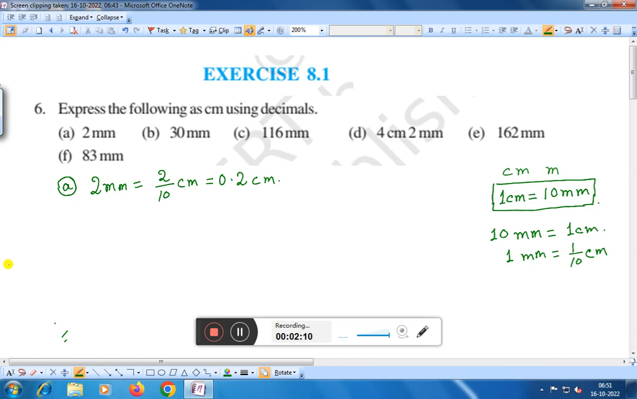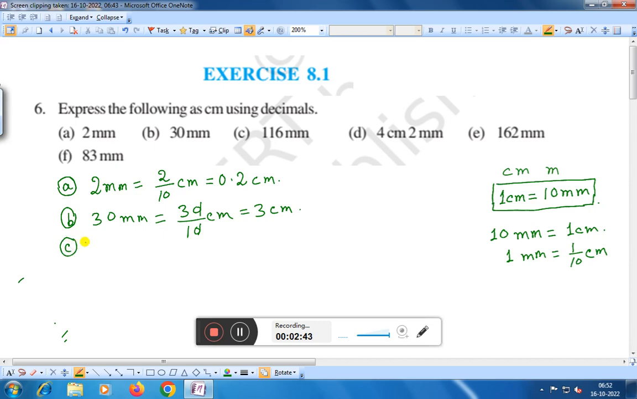Question number B is 30 millimeter. To change it into centimeter, you have to divide millimeter by 10. That is 30 by 10 centimeter. This 0 will cut and you will get 3 centimeter. Question number C.